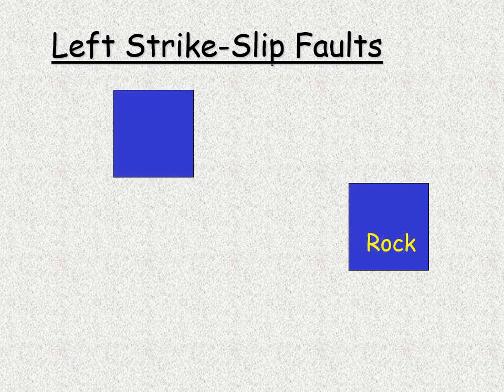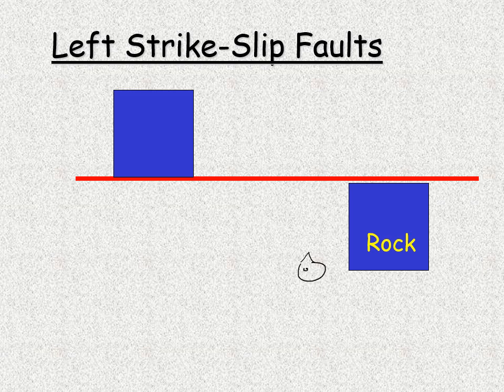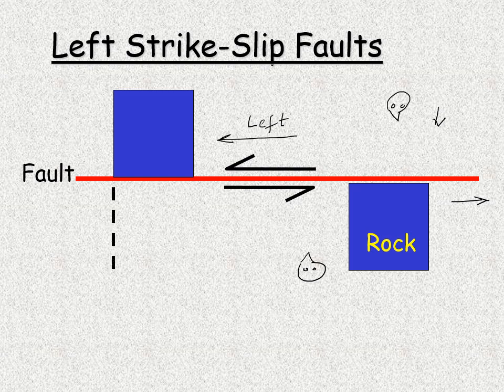So you see two rocks are displaced along this line, and if you stand on one side and look at the other side, the other side has moved to your left. And if you stand on this side and look towards the opposite side, you can see that from this side the motion on the other side of the fault is also left. So no matter which side of the fault you stand, the other side has moved to the left. So this is the fault, and that's the movement, and this is a left strike-slip fault with a displacement like that.